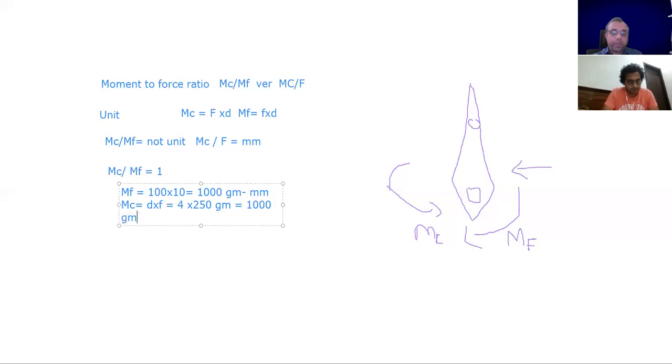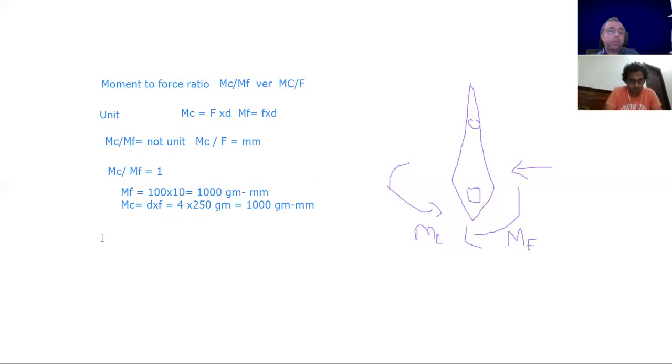to make it 1000 gram millimeter. If we apply less force, it will be uncontrolled tipping, and if we apply more force, it might go to the torquing moments. So this is why, if we divide this, it has no unit and it will eventually become 1.